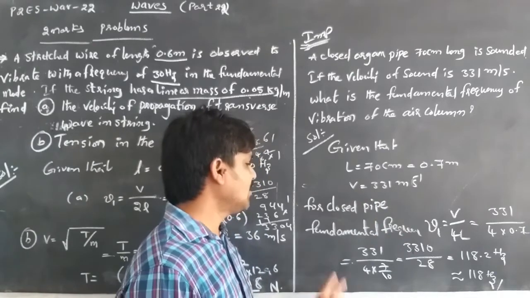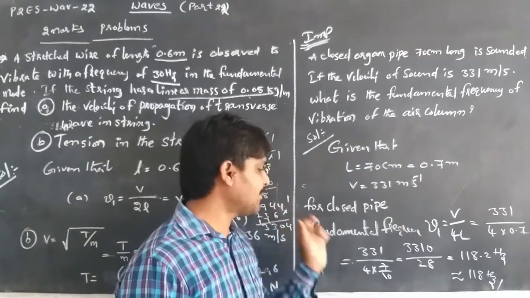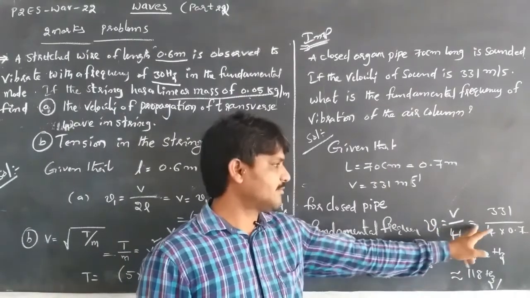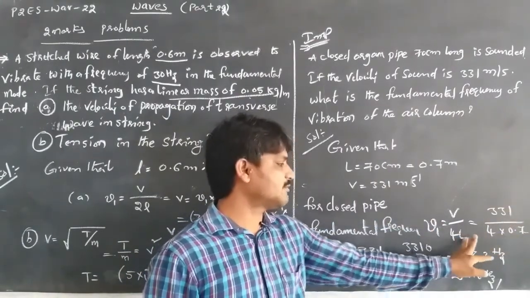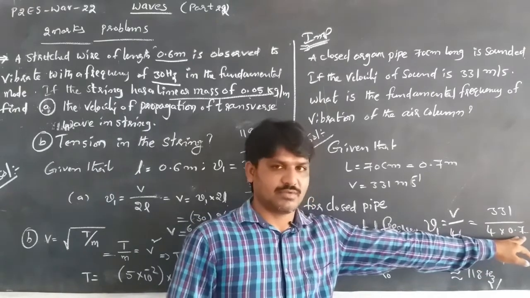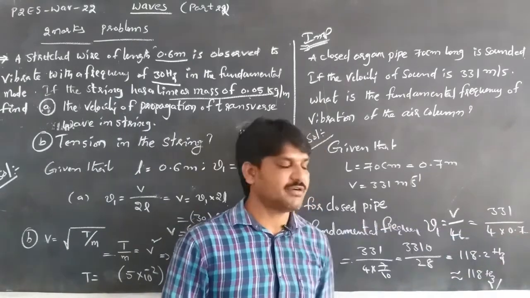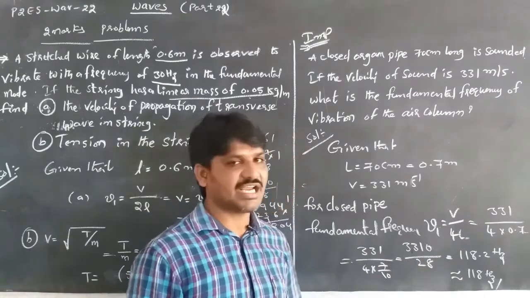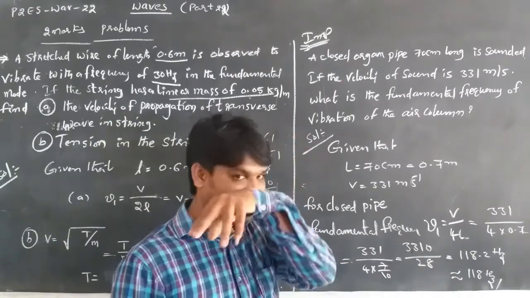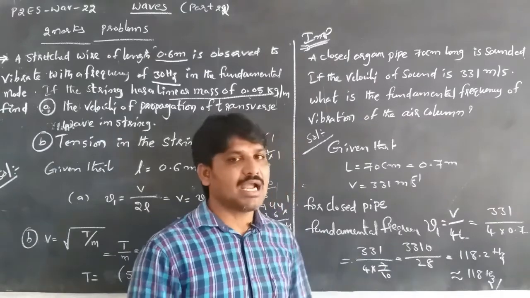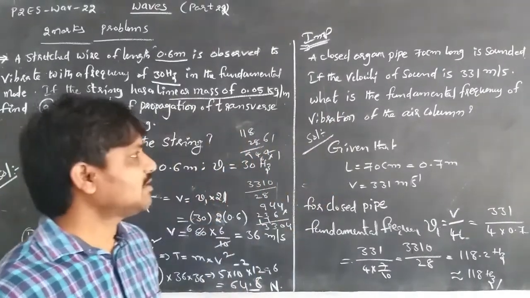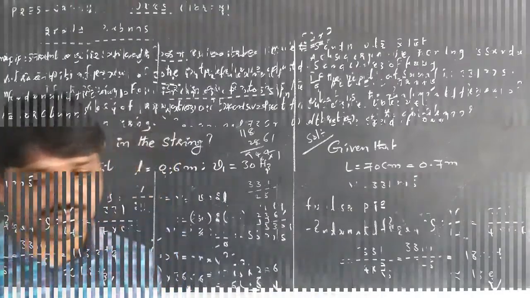For a closed pipe we have the equation for fundamental frequency, nu 1 is equal to V by 4L, where V is 331 and 4L means 4 into L, the length of the closed pipe, 0.7 meter. By the calculation we get 118.2 Hz, which is approximately equal to 118 Hz. This is one of the most important problems in the public examination.